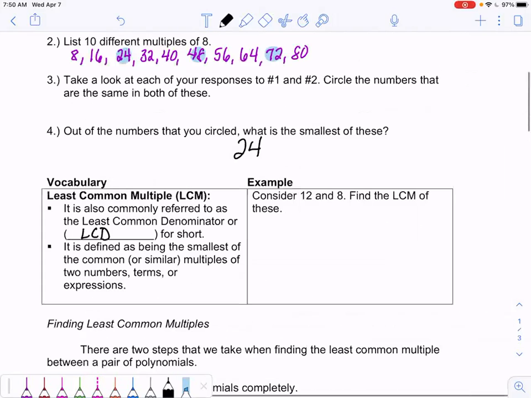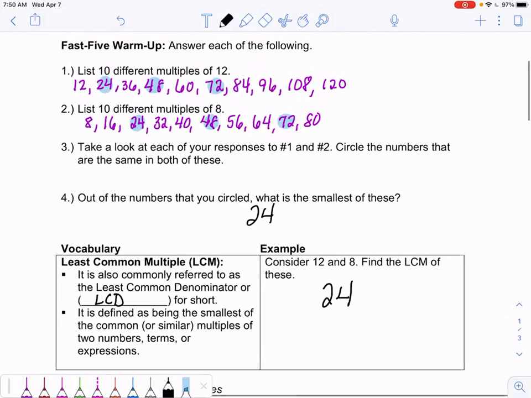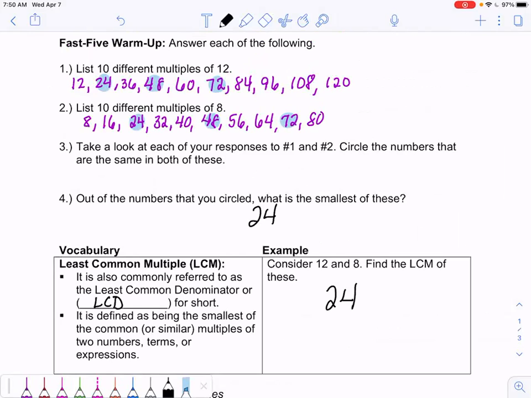So the two numbers above, the least common multiple would be 24. So the least common multiple of 12 and 8 is 24. It's the first number that both of them divide into. So it's different than a greatest common factor. It's kind of opposite. So the least common multiple of 12 and 8 is the first number that they both divide into, and that number is 24.